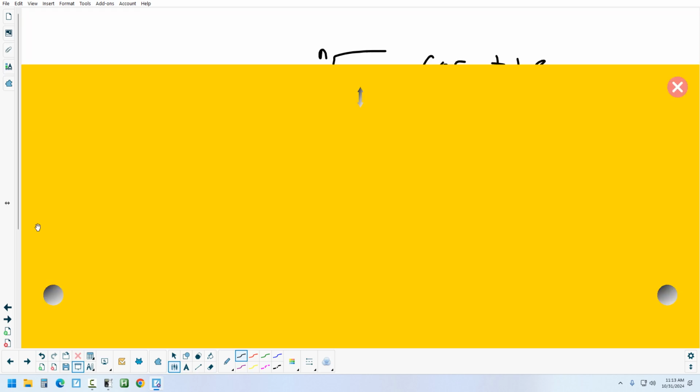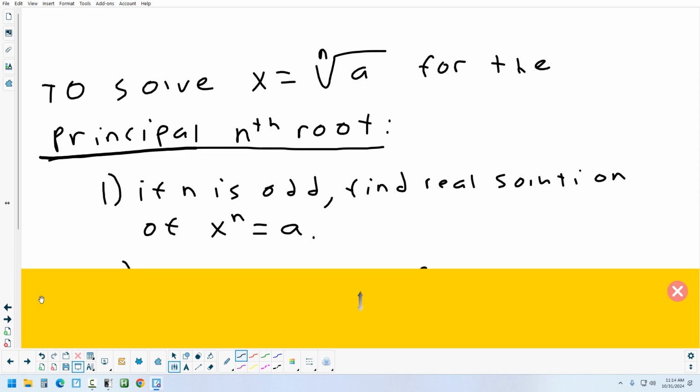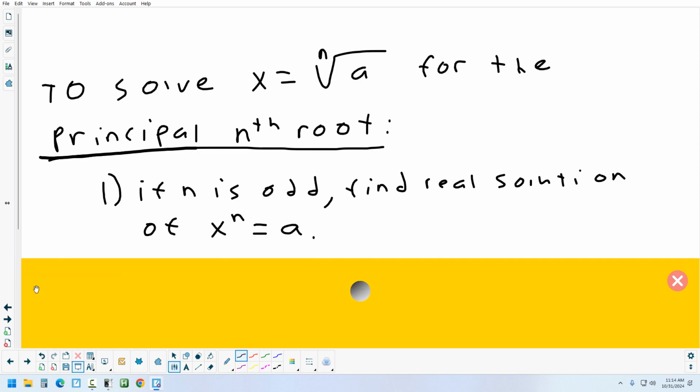So if we're dealing with an odd root, we're going to break things down today into whether the index is even or odd. If we're dealing with an odd root, then we're going to be solving an equation like that. Let me show you an example. X cubed equals 64. If I wanted to get x by itself here, how would I get rid of raising to the 3rd power?